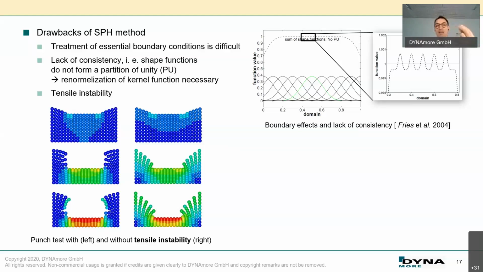So how to deal with that? Again, it depends on the kernel you're using. There are kernels which at least weaken the effect of tensile instability. Some kernels don't even have it, but I come back to this later on. So for the moment, I want you to keep in mind what tensile instability is. It is this clustering, this premature failure of the structure.